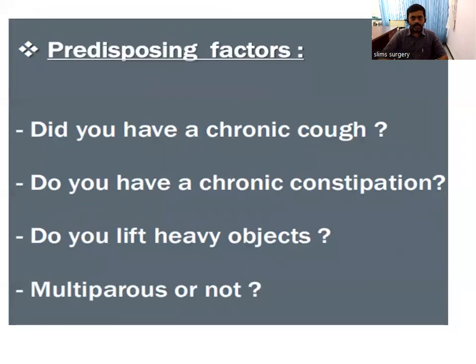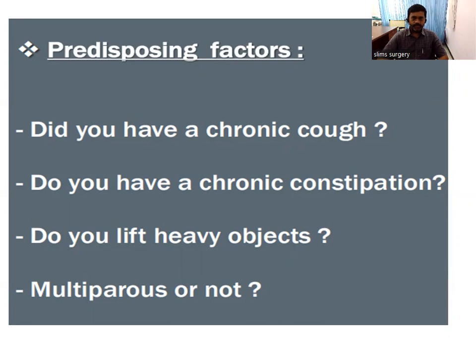Next, predisposing factors. Why do we want to know about the predisposing factors? Because these predisposing factors are the things that will increase the symptoms. Suppose a patient has a swelling, if the patient coughs too much, or if the patient has COPD, then the size of the swelling will increase. And if a patient is presenting with pain, that will increase the intensity of the pain. So we should know the predisposing factors.